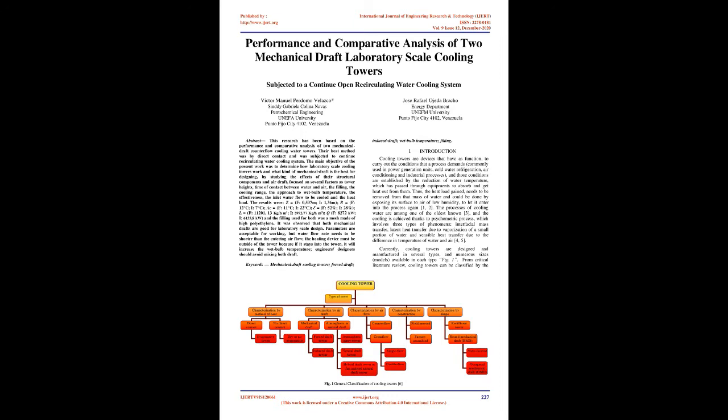Thus, the heat load gained needs to be removed from that mass of water and could be done by exposing its surface to air of low humidity, to let it enter into the process again. 1, 2. The processes of cooling water are among the oldest known 3, and the cooling is achieved thanks to a psychrometric process, which involves 3 types of phenomena: interfacial mass transfer, latent heat transfer due to vaporization of a small portion of water, and sensible heat transfer due to the difference in temperature of water and air.